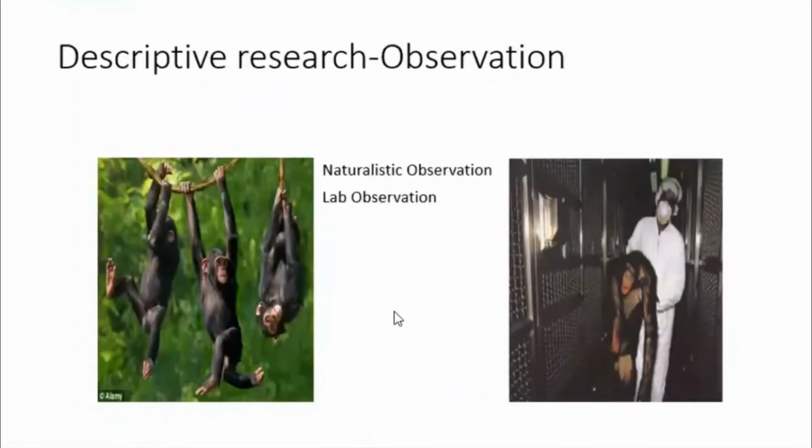Observation technique. This is observation. It's a very funny slide I've put, but observation is of two types. One is naturalistic observation. On the left side, you can see monkeys. They are in the jungle, free. Naturalistic observation: let me naturally see how they react. They will jump. They will fall. They will fight. They will kill each other. Naturalistic observation. On the right side, I have something called lab observation.